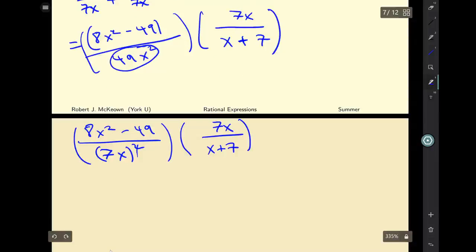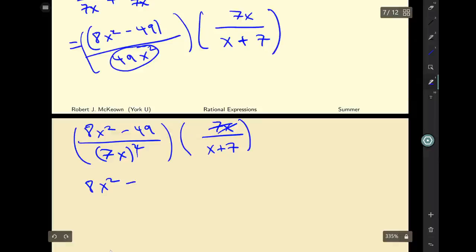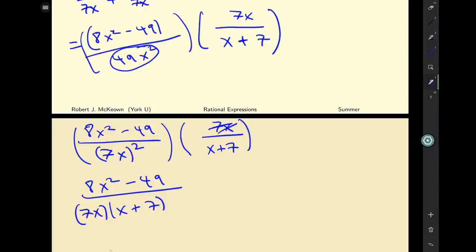And we can cancel out 7x divided by 7x, and I'm going to be left with 8x squared minus 49 over 7x, x plus 7. So it was this exponent that was canceled out previously, not all the 7x's.